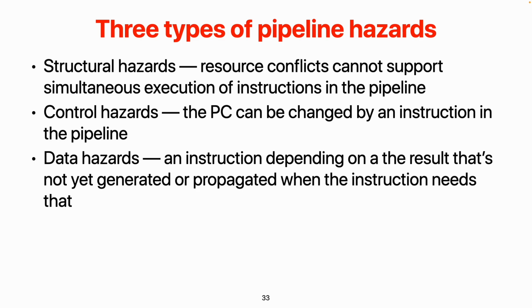And the second thing is called control hazard. So the PC, the program counter, may be changed by an instruction in the pipeline. So for example, without this outcome being resolved, I have no idea where my next instruction is. So sometimes there is a decision we have to make before we can proceed.